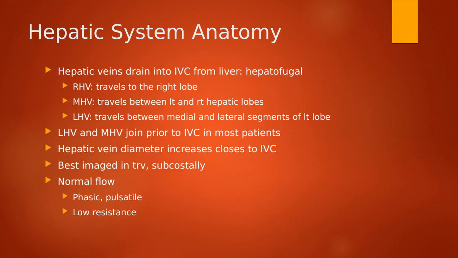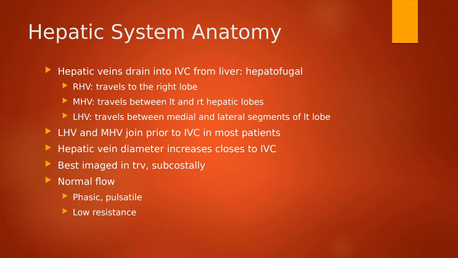Hepatic system anatomy. When we are doing just a standard abdomen with Doppler, again, refresher here, hepatic veins we know drain into the IVC from the liver, so they're going to display hepatofugal flow out of that liver. Right hepatic vein travels to the right lobe, middle hepatic vein travels between the right and the left hepatic lobes, and the left hepatic vein travels between the medial and the lateral segments of the left lobe. The left and the middle join together before they dump into the IVC in most patients.